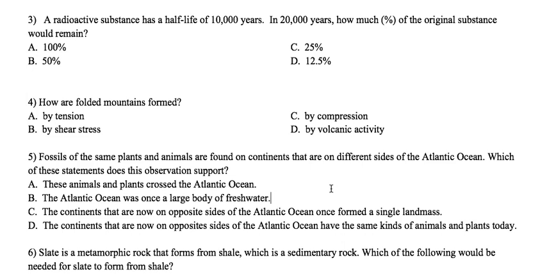Question 5. Fossils of the same plants and animals are found on continents that are on different sides of the Atlantic Ocean. Which of these statements does this observation support? A. These animals and plants cross the Atlantic Ocean. B. The Atlantic Ocean was once a large body of fresh water. C. The continents that are now on opposite sides of the Atlantic Ocean once formed a single landmass. D. The continents that are now on opposite sides of the Atlantic Ocean had the same kind of plants and animals today.